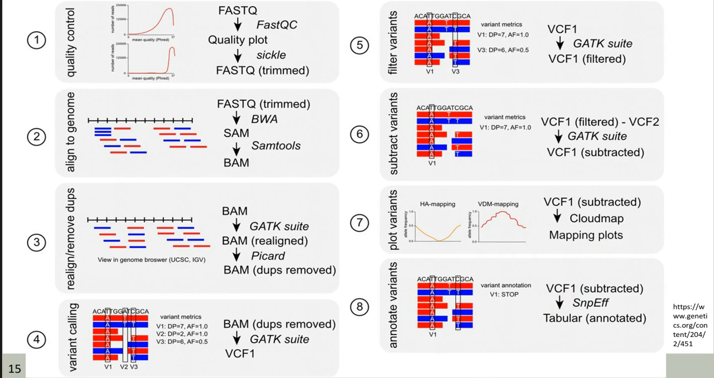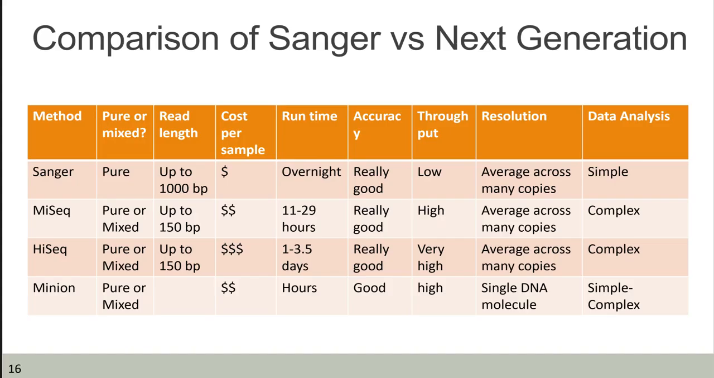Then we filter the variants and subtract variants that we're not interested in, and then plot the variants. And basically what you're doing is you're making a plot of the entire chromosome and identifying regions that have a high number of polymorphisms or single nucleotide polymorphisms or mutations or variants in them. And what that does is that tells you which genes have a high number of changes, and those likely are responsible for the phenotype that you're interested in. I hope that makes sense.